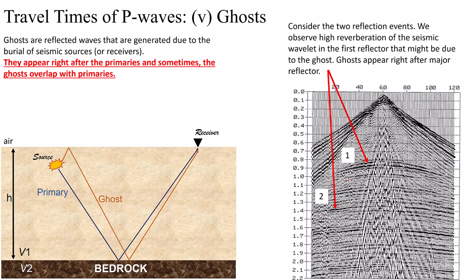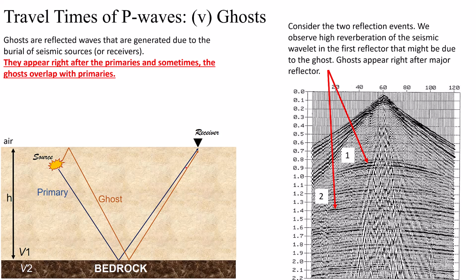Seismic ghosts are reflected waves that have a different route from primaries. So for example, if you bury the source here, this is your primary wave and this is your ghost. So the travel time of the ghost is a little bit longer than primary reflections.